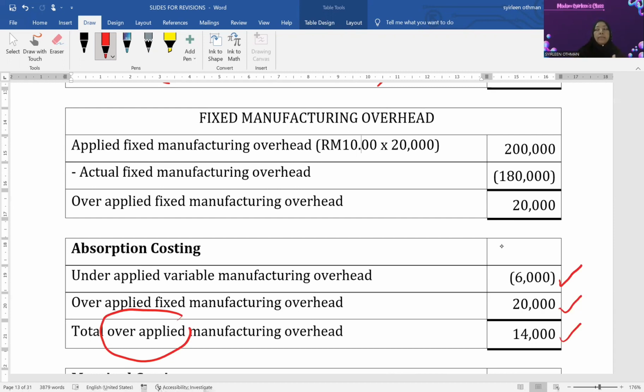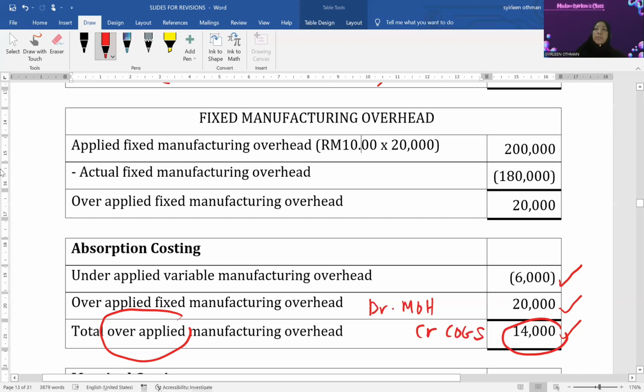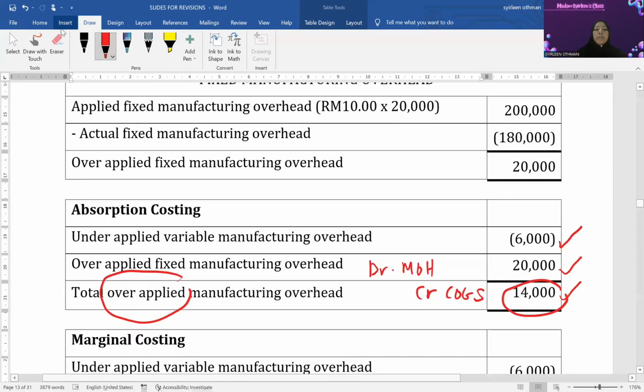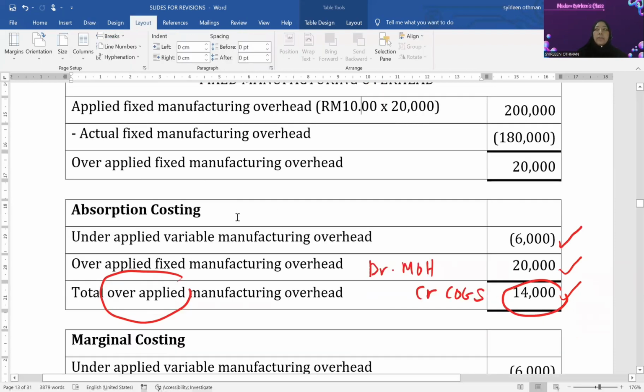So if over applied in topic 7, how do you go about with the journal entry? You will debit MOH and we will credit COGS. It's over applied, right? So when the journal shows credit COGS, that means the COGS later in my statement, I will minus the amount of 14,000. So actually that adjusting entries that we did in topic 7 is actually shown in the statement in topic 9.